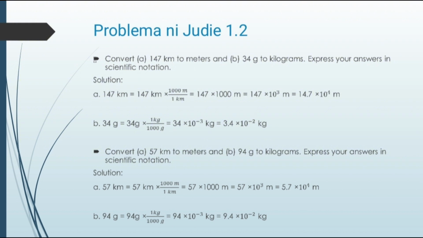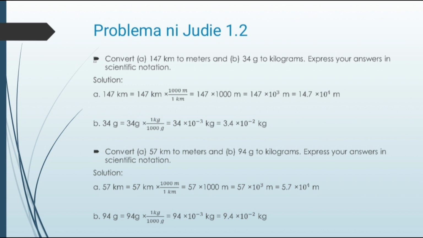The first solution is A. The given 147 km na naging 147 km multiplied by 1,000 meter over 1 km or simply as 147 times 1,000 meter is equal to 147,000. Ilan ang zero ng 147,000? Tatlo. Kaya magiging 147 multiplied by 10 raised to 3 meter ang scientific notation niya. Pero may mas liliit pa nito gaya na lamang ng 14.7 multiplied by 10 raised to 4 meter. Dahil naglipat tayo ng tuldok ng isang beses, magdagdag din tayo ng isa sa power ng 10.